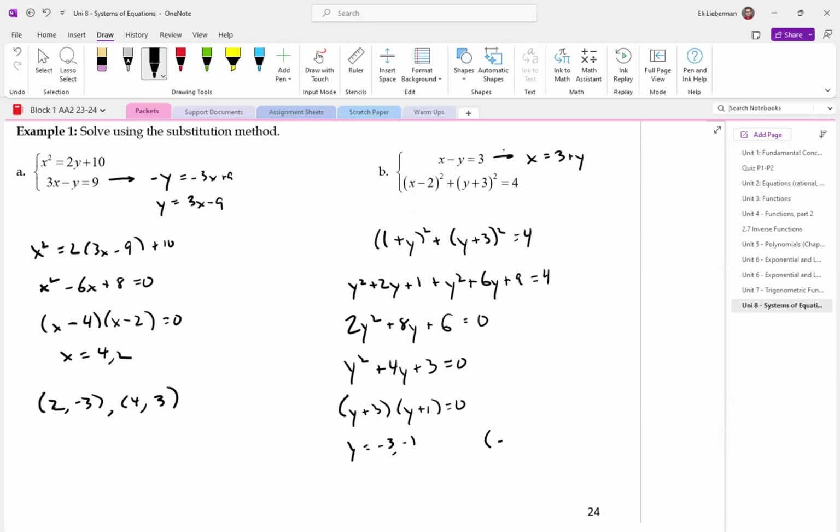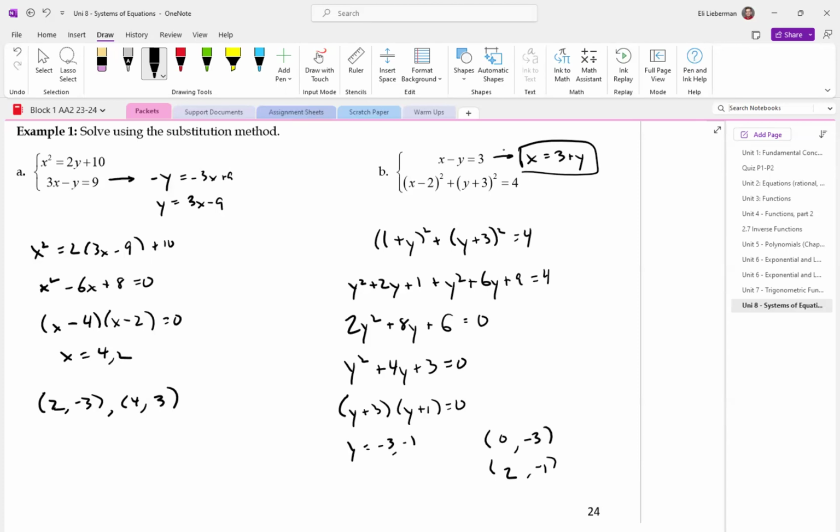Well, let's check. What happens if you plug in negative 3? Oh, it's y equals negative 3, isn't it? If y equals negative 3, then x would be equal to 0. Do we see that? Just from right here. All right, go ahead and plug it into that one. And then the other one, if y equals negative 1, then x equals 2. So this definitely works on the line.